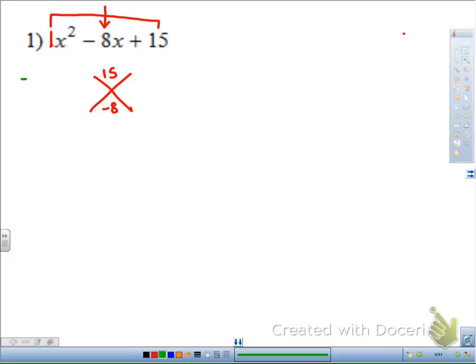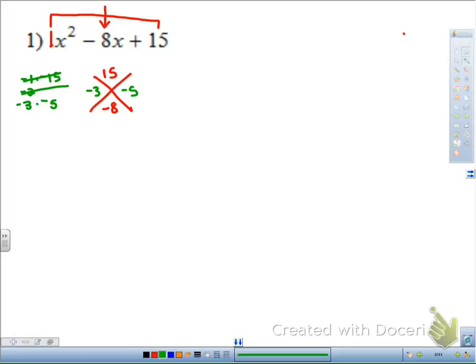So I'd start with negative 1 times negative 15. Now I'm choosing two negative numbers because it needs to multiply to be positive, which it does, but it also needs to add up to be negative. That doesn't work. That adds up to be negative 16. 15 divided by 2 is a decimal. 15 divided by 3 is 5. Make them both negative, and I have my two numbers.